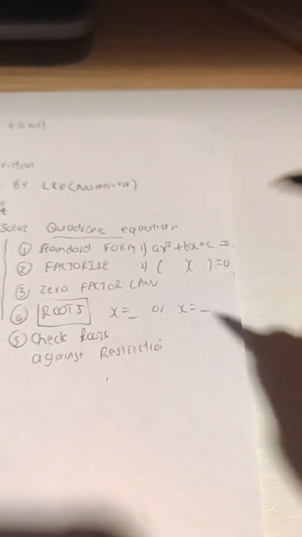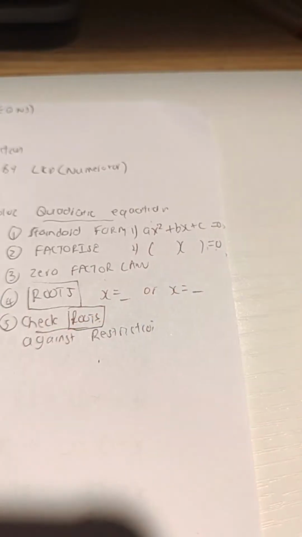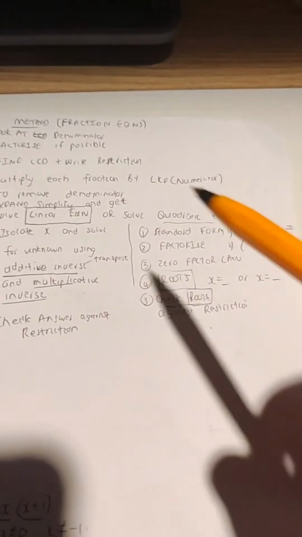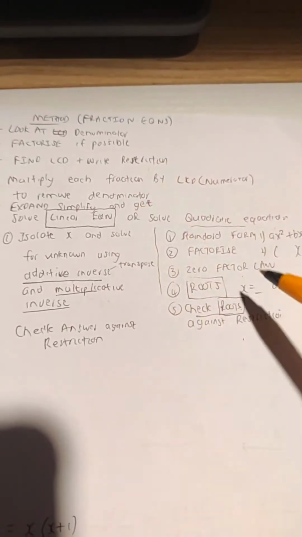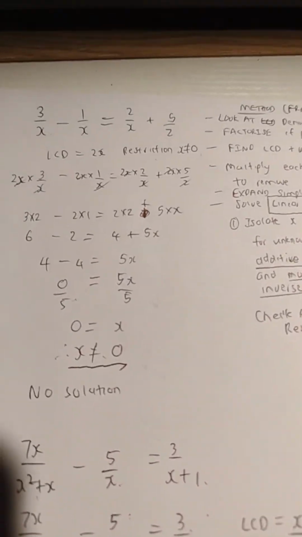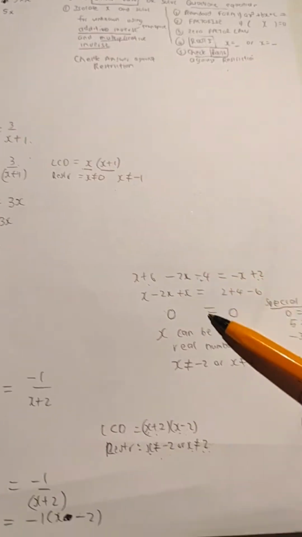Your roots basically are your solutions. X is equal to, or x is equal to whatever. Then you check your answer, your roots. We call the solutions, guys, roots. You check your roots against the restriction, and then that's how you conclude. So this is the step-by-step process of solving for a fraction equation, guys, and it shouldn't be difficult. So I've done this. I've just done that.